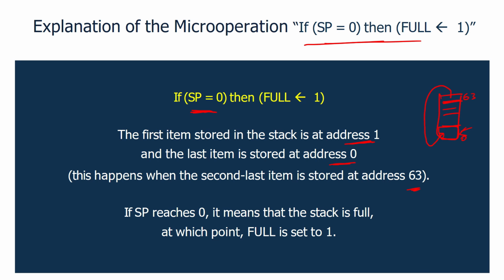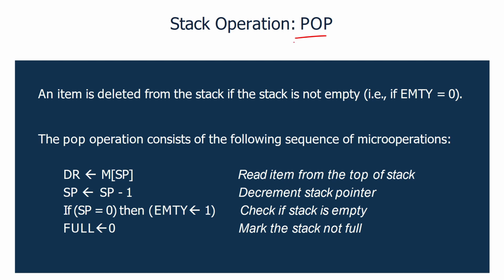It means this. Pop operation. Pop means the item is deleted from the stack if the stack is not empty. If empty is equal to 0, then only pop is possible. So what happens? The top of the stack value is sent to DR, the data register. SP is equal to SP minus 1.